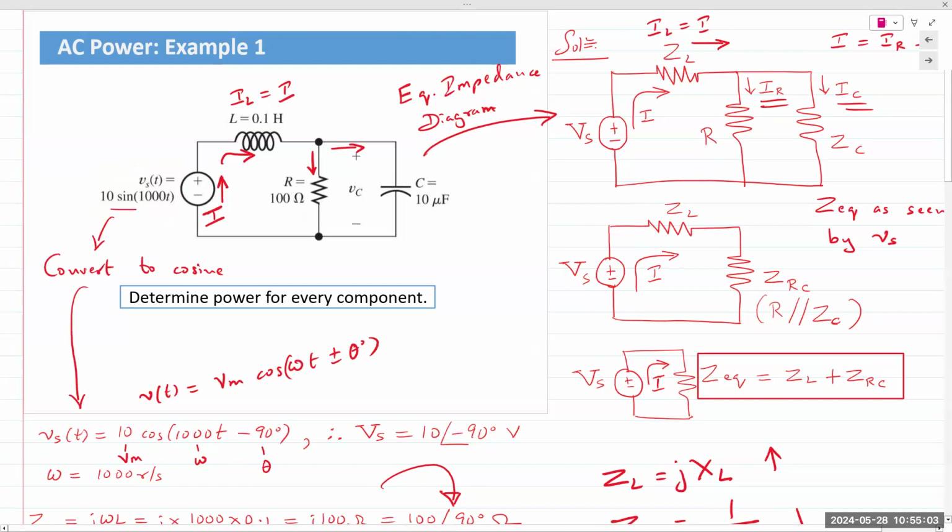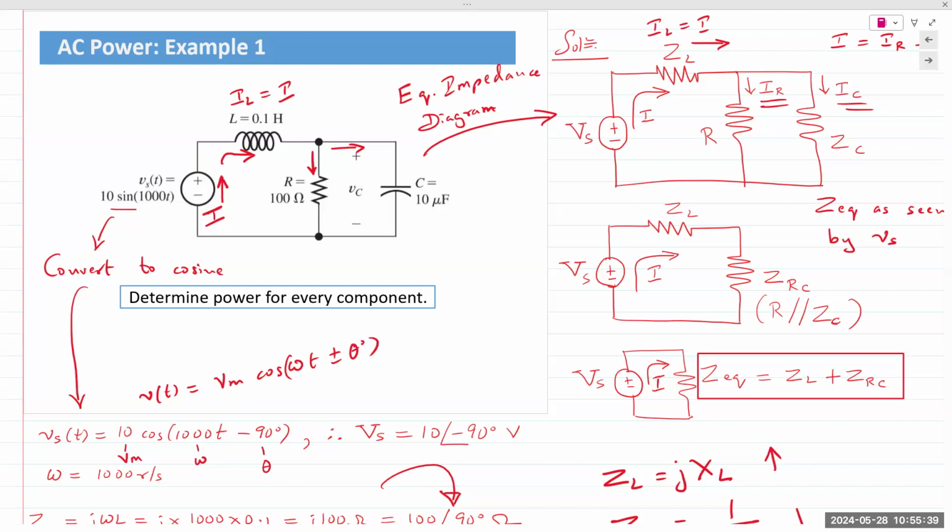Convert to cosine. Sin x is cos of x minus 90. We subtract 90 degrees from that expression. So we get 10 cos 1000 t minus 90 degrees. Then we equate it to the standard expression, extract information about Vm, the peak value, omega, as well as the phase theta. Once you have those three, we can write the phasor for Vs directly. Remember, we're using complex numbers, so everything is expressed as a complex quantity. So phasor Vs is 10 with an angle of minus 90.